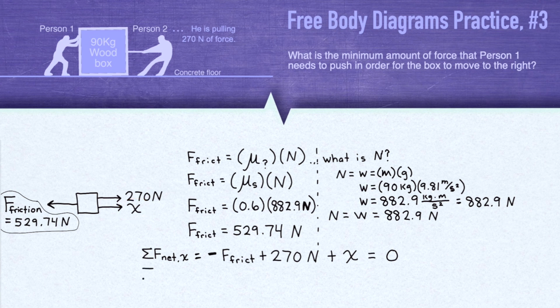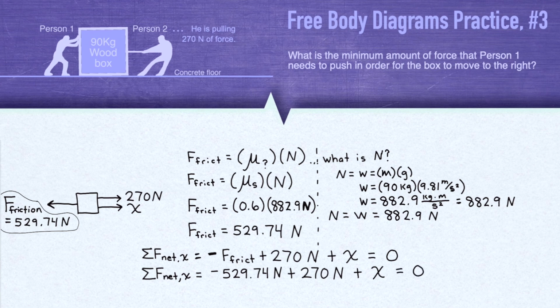So then I'm going to plug in the number for friction. I'm going to say the summation of the forces in the x direction equals minus 529.74 newtons, and then plus 270 newtons plus x, which is the force that person 1 is doing.